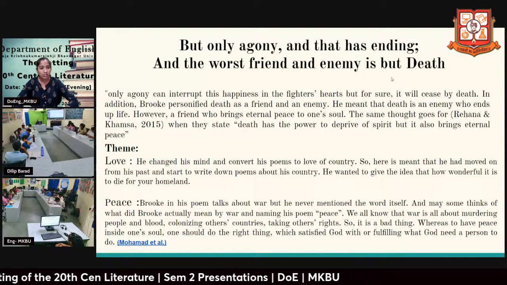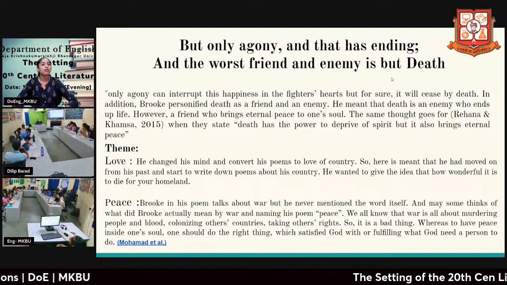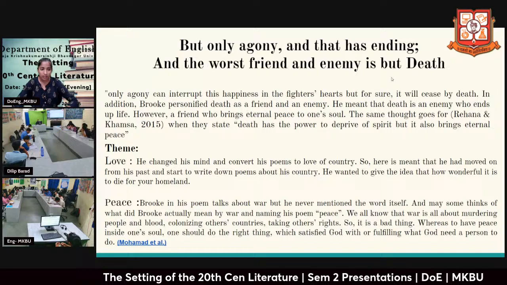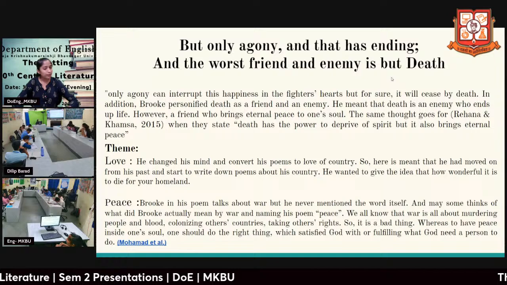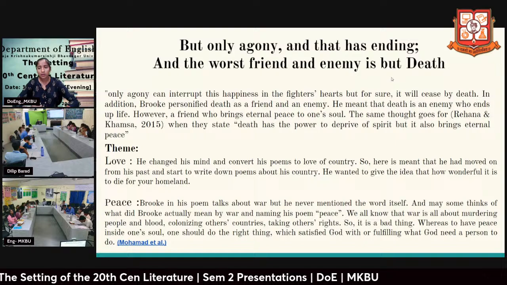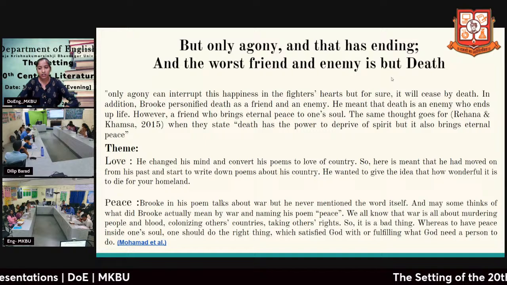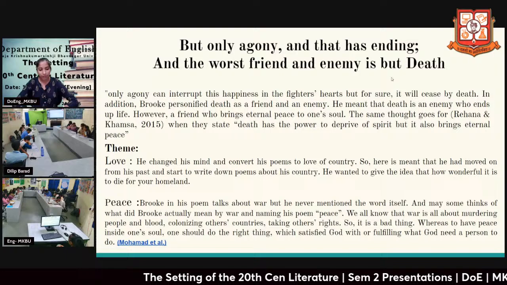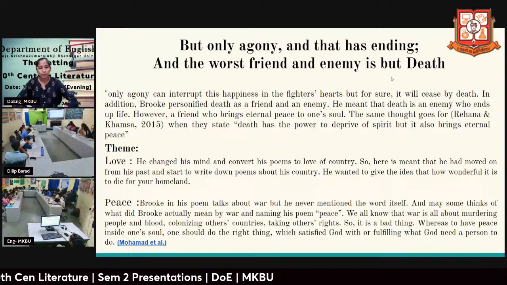In this poem, we can find two major themes. First, love: that souls have a love for their country. And second, peace. We can find what Brooke actually means by naming his poem "Peace." There is also war on earth, most probably murdering people and blood, and it's a bad thing, but one is to have peace inside one's own soul, and one should do the right things, which satisfy God or fulfill what God needs a person to do.